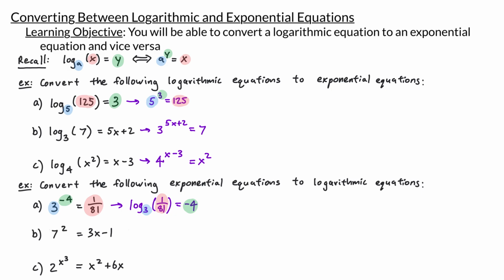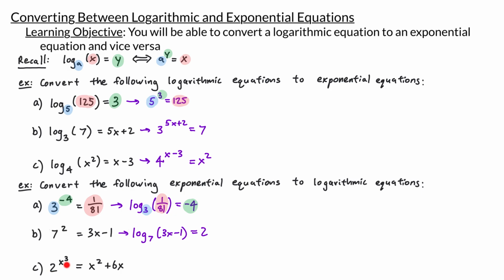Let's give example B a try. Here we have 7 squared is equal to 3x minus 1. Let's convert this into a logarithmic equation. Remember, the base of the exponential becomes the base of the logarithm. So we'll have log with base 7. The result of the exponential equation is what we're taking the logarithm of. So we're taking the log with base 7 of 3x minus 1. And then lastly, the exponent is the answer to our logarithm. So our logarithm is equal to 2. Let's try example C now.